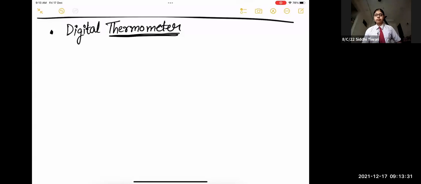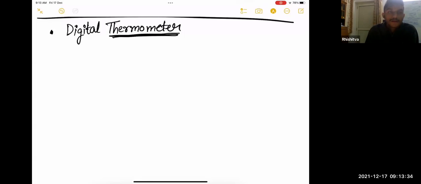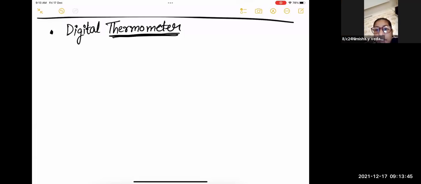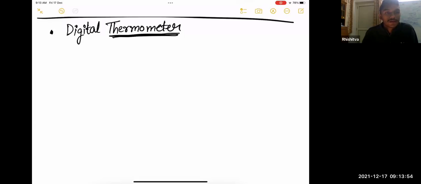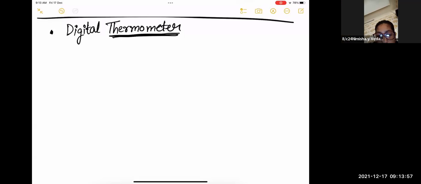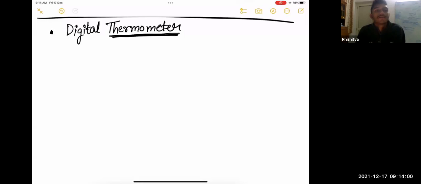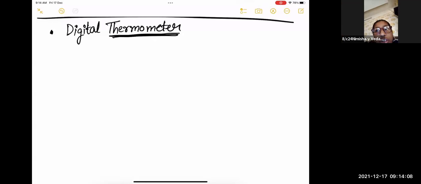Anyone else who wants to give a try where this thermometer is used other than, let's say Tanvi told us that the medical application was there, then the manufacturing and industries. Yes, Nimisha. Sir, it is used in malls to check the temperature. You can speak, Nimisha. It's no problem. I didn't get your voice. Sir, in malls, it is used to check our temperature.